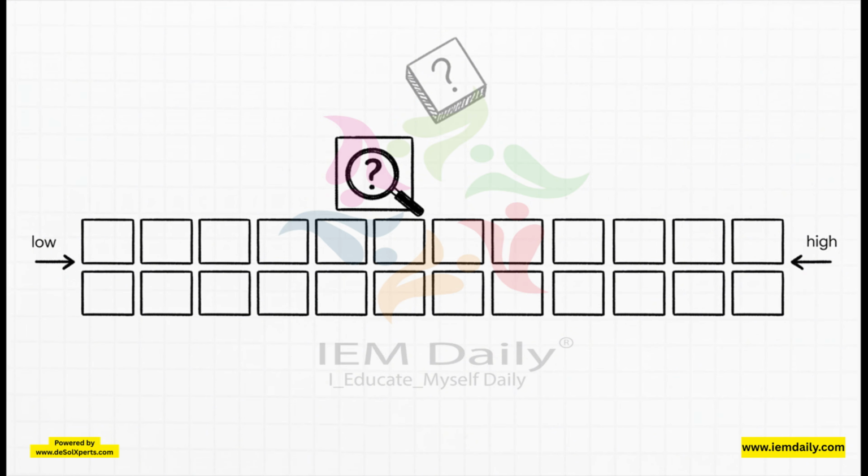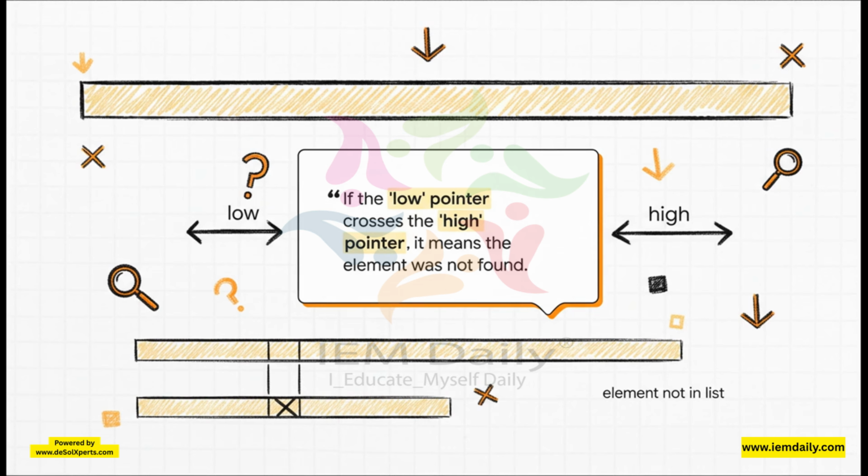But what about when it's not? What if we were looking for, say, the number 30? Well, the process is exactly the same. We keep cutting and we keep narrowing our search, but eventually you're going to see something interesting happen. Our little search space gets so tiny that our low pointer actually moves past the high pointer. And that's the signal. That's the algorithm basically shouting, hey, I've looked everywhere, it's not here.